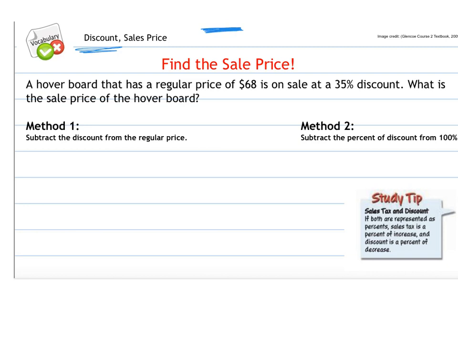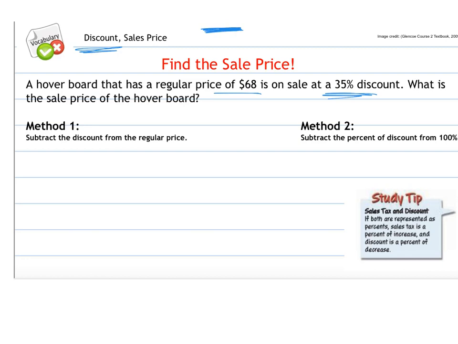If a hoverboard has a regular price of $68 and it's on sale at 35% off, or a 35% discount, what is the sale price? We know that it's going to be less than $68, because if we go in a store and we see 35% off, whatever we pick, when we go to the register, it's going to be less than that. So we need to make sure our answer is less than $68.